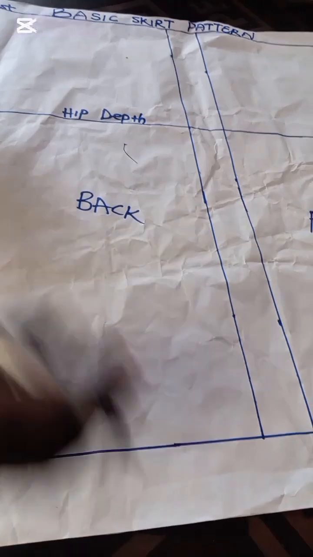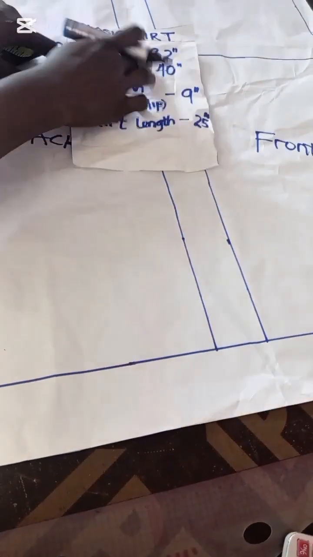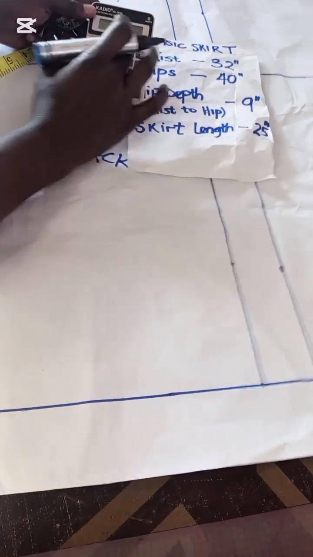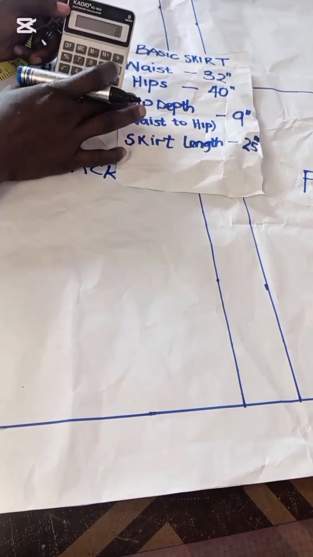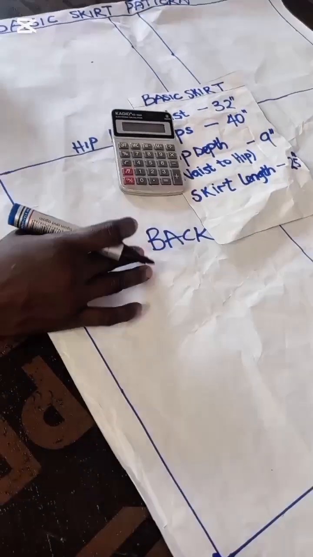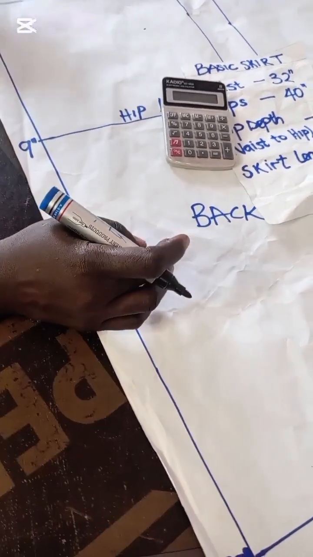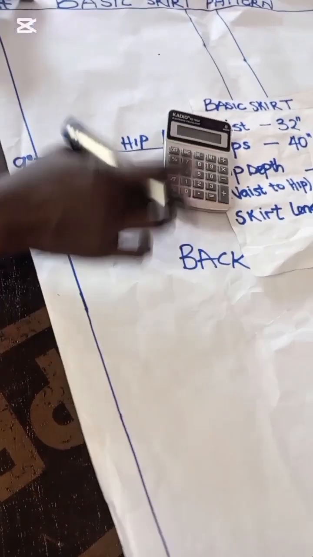So the next thing we are going to do, from our measurements, we have the waist of 32 inches. We are going to take our calculator again and do 32 divided by 4. We have 8 inches. We're going to add 1 inch to it. The use of that is to give shape to a skirt or any garment you're sewing. So we are going to measure that.